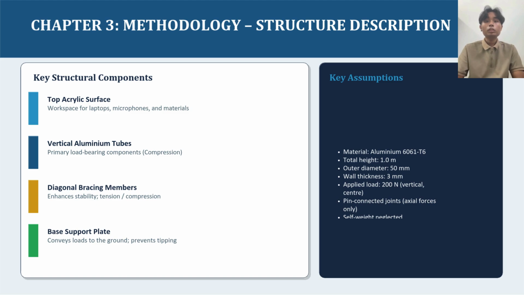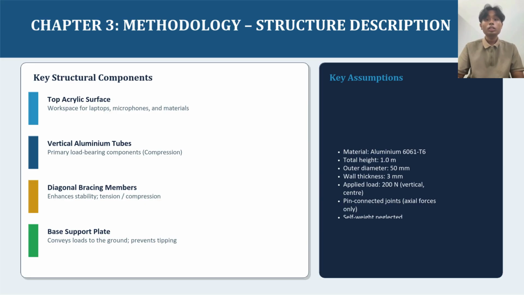In chapter 3, we define the methodology used to model our structure. To begin with, we identify our key structural components. The top acrylic surface provides the workspace for laptop and materials. The vertical aluminium tubes act as the primary load bearing components, under compression. The diagonal bracing members are crucial for overall structural stability. The base support plates convey the loads to the ground and prevent the unit from tipping.